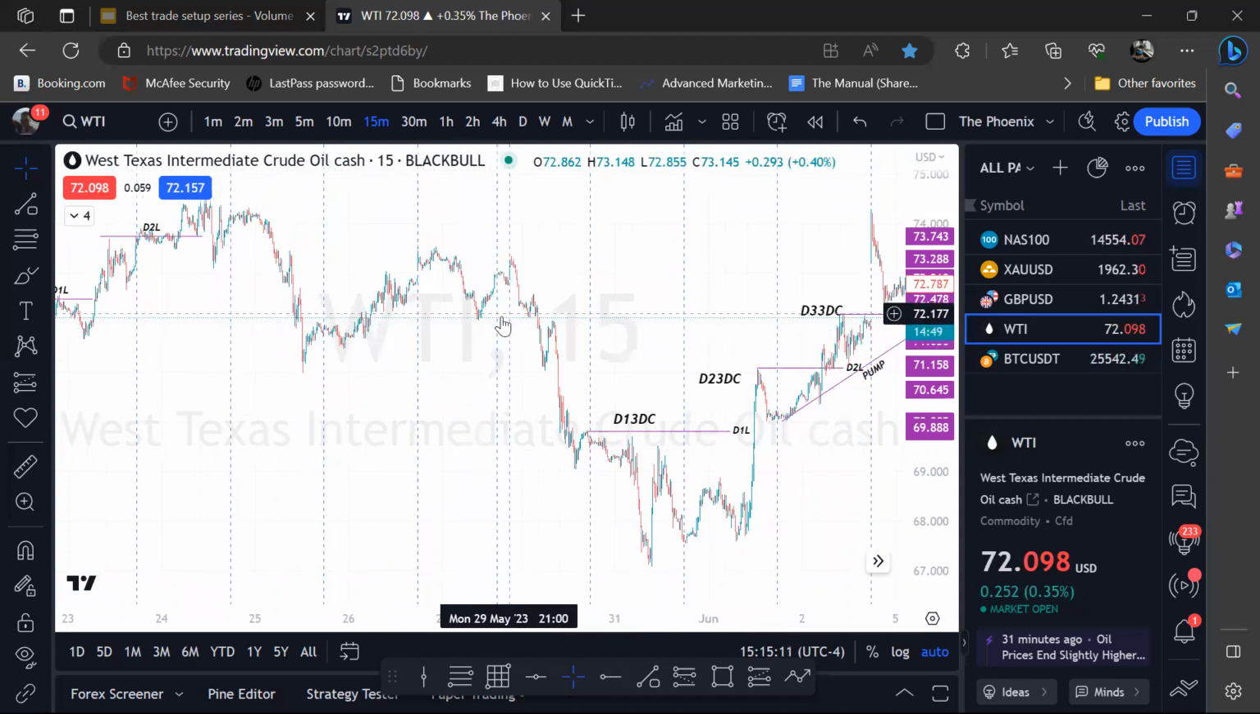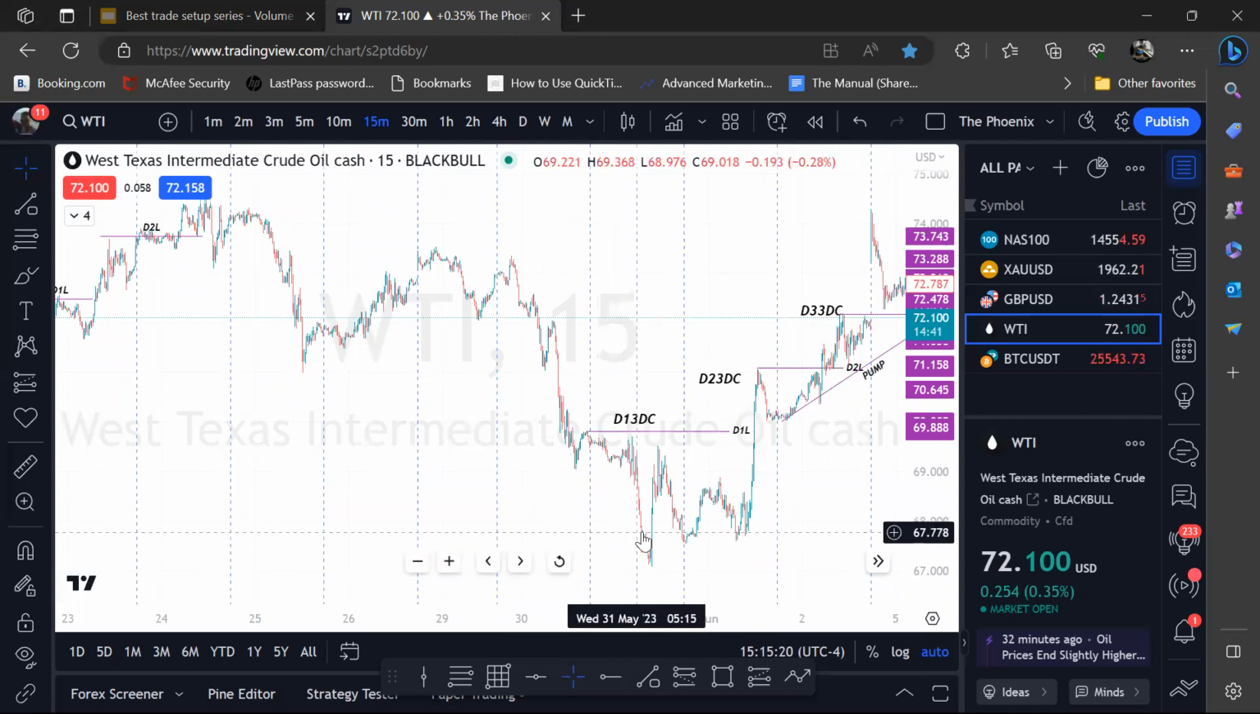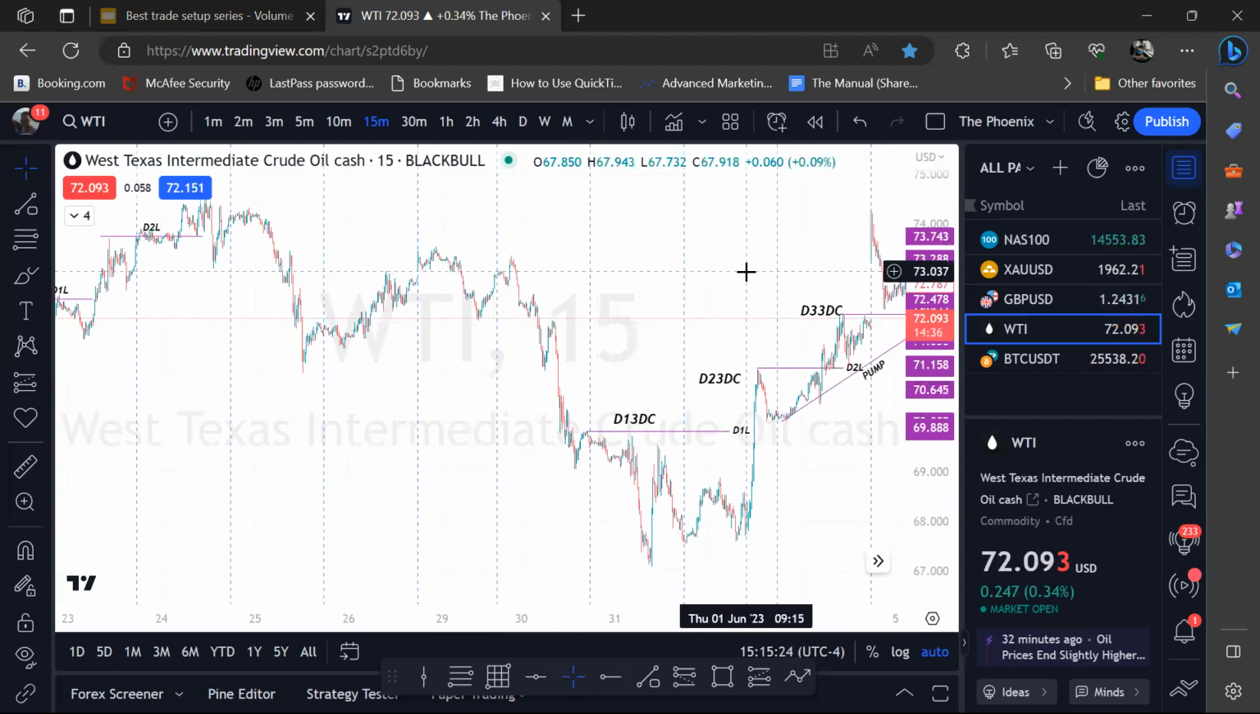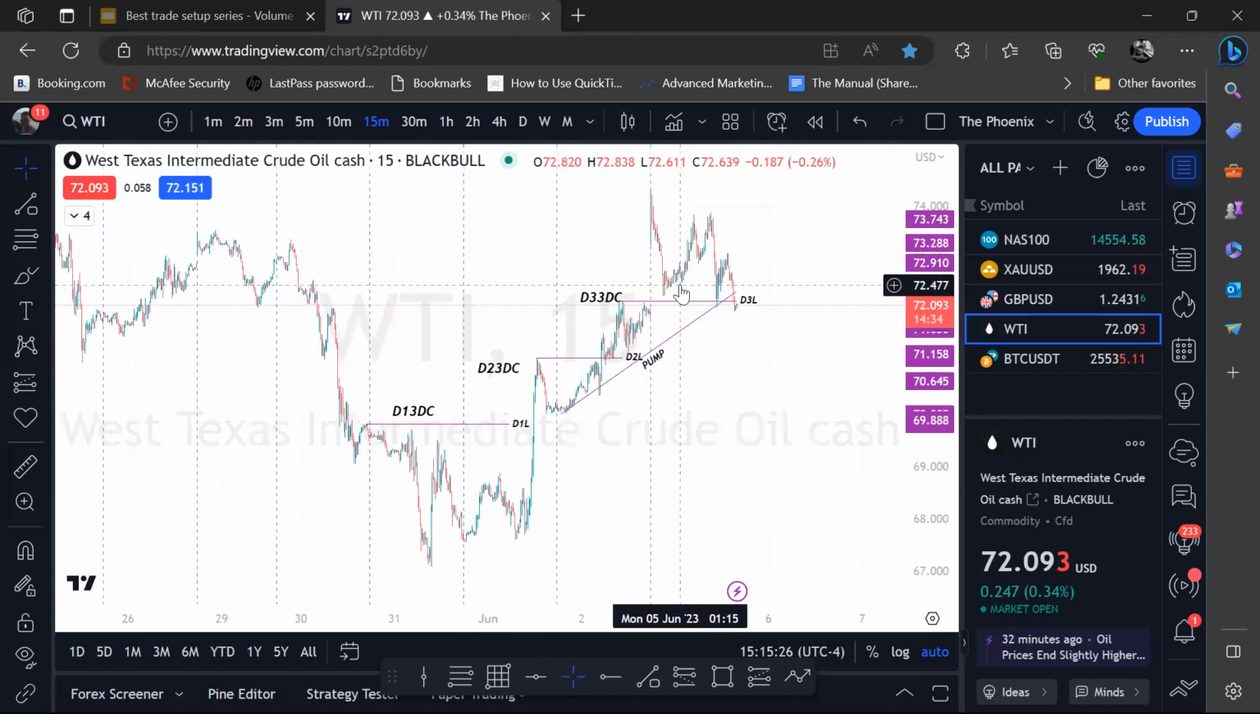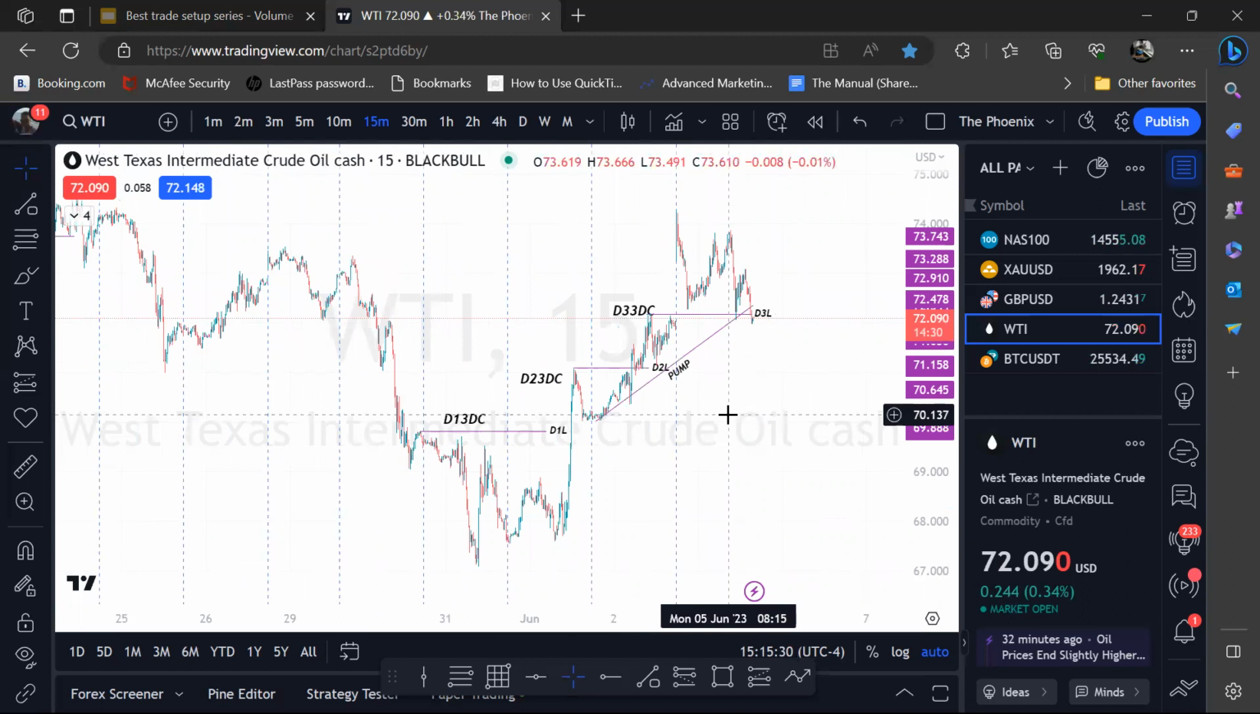Here we have the previous day's low taken. And then we had this previous day's low taken again. So we're at day two shorts. And on day three, we had a reversal and the count started over. And that's how we got to today's trade. So I hope that was clear enough.